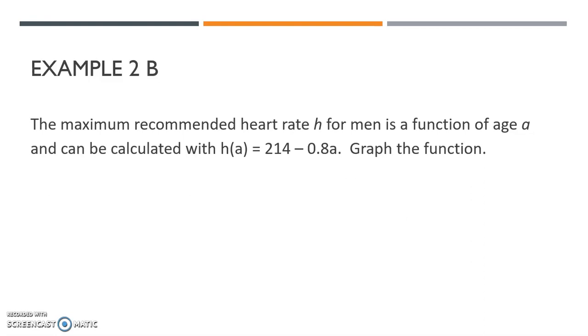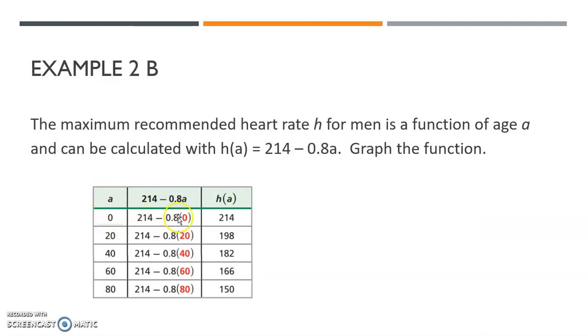And they want us to graph this function. So notice this output is the recommended heart rate. This a is the age. Okay, so what we're going to do is pick values for a, and we're just going to evaluate it. And I have a nice table here.